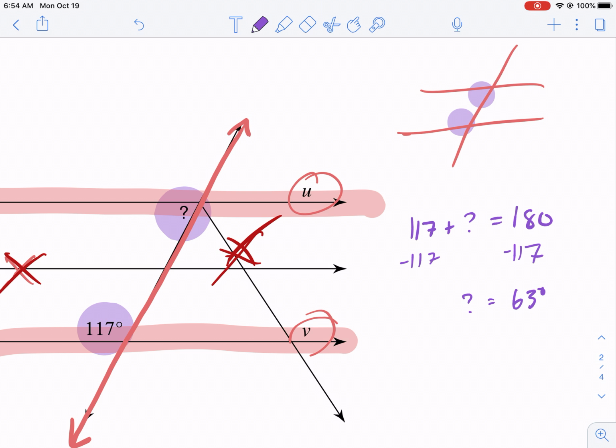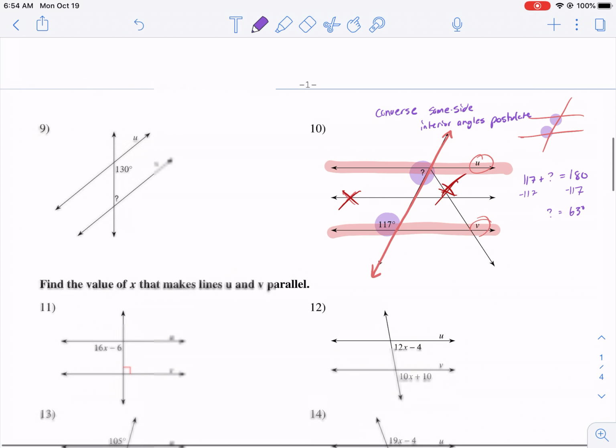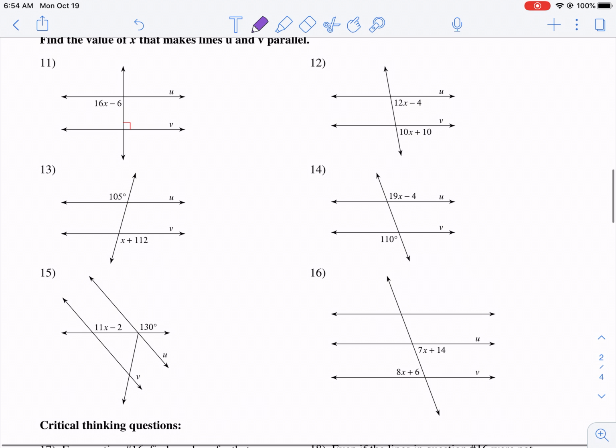Okay. Now, what is the theorem? Again, because we're proving lines parallel, it's going to be converse. What is it converse of? These are same side interior angles, and this is the postulate. So just like the one we just did. Okay, these ones are a little bit different.